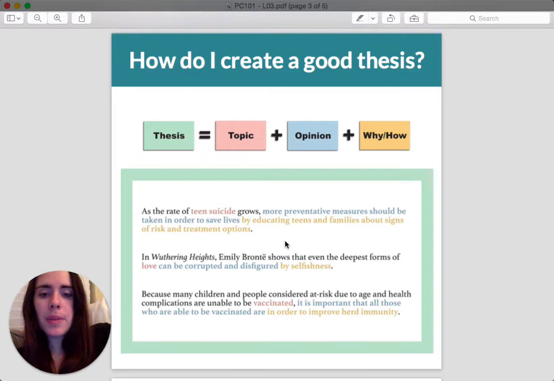In Wuthering Heights, Emily Brontë shows that even the deepest forms of love can be corrupted and disfigured by selfishness. Once again, we're seeing all three elements work together here. And our final example, because many children and people considered at risk due to age and health complications are unable to be vaccinated, it is important that all those who are able to be vaccinated are, in order to improve herd immunity. So once again, we're seeing all three of these. We want to introduce our topic, we want to state our opinion or our stance, and then we want to give the why or the how. We want to explain why our opinion is correct.